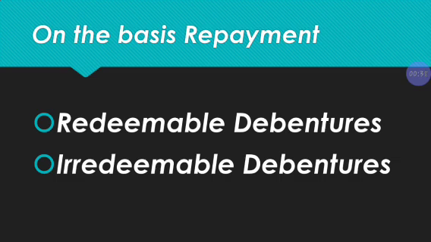Next is the irredeemable debenture. Here the debentures are not repayable during the lifetime of the company. They are only repaid at the time of liquidation of the company, or when there is a breach of any condition, or when some contingency arises. So these are the two different types under repayment: a redeemable debenture, which can be repaid after a certain period of time, and an irredeemable debenture, which is not repaid during the lifetime of the company.